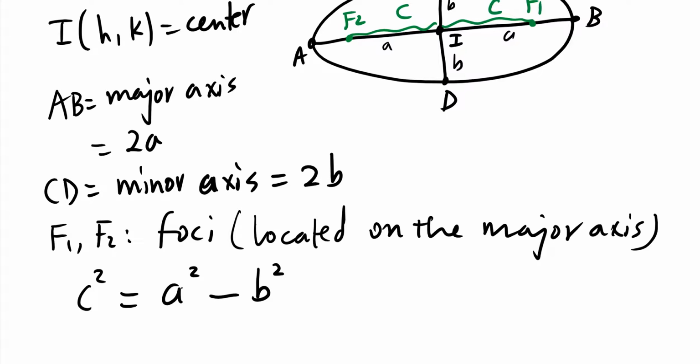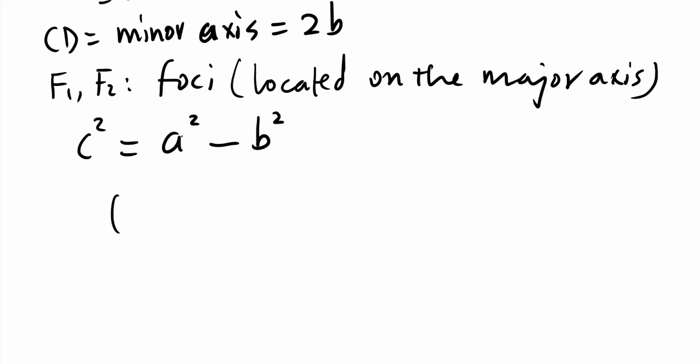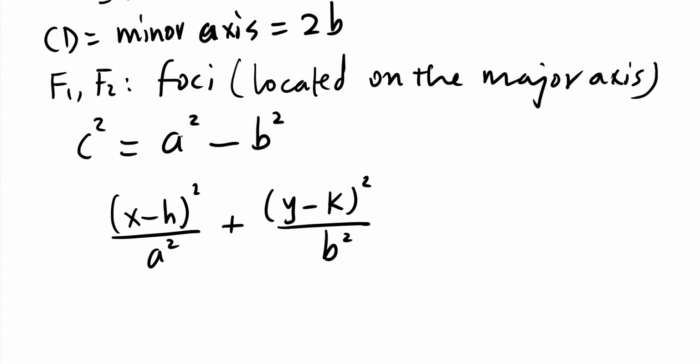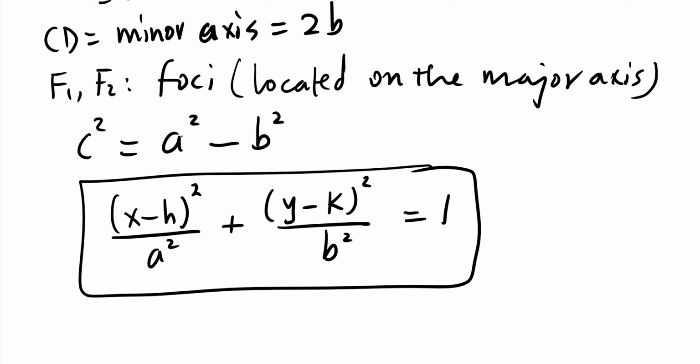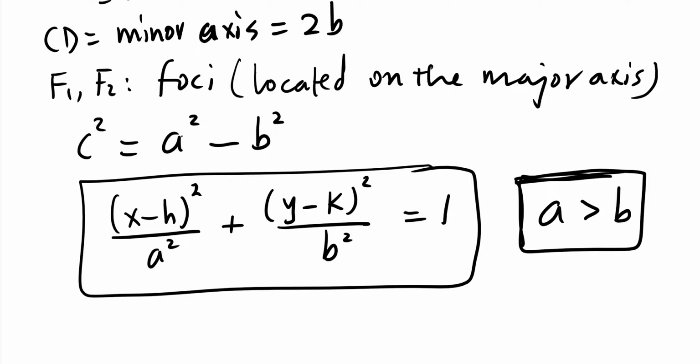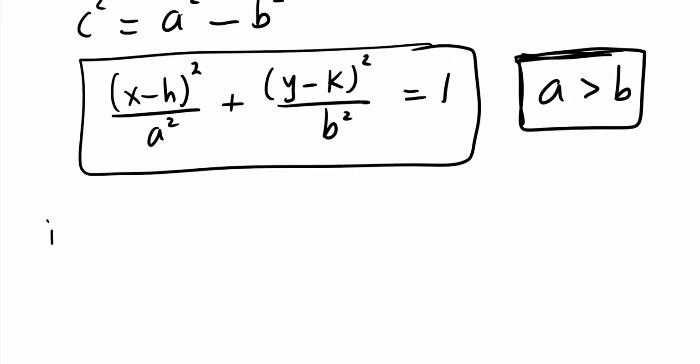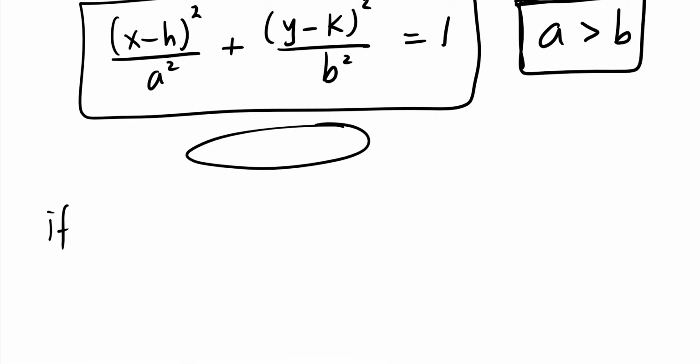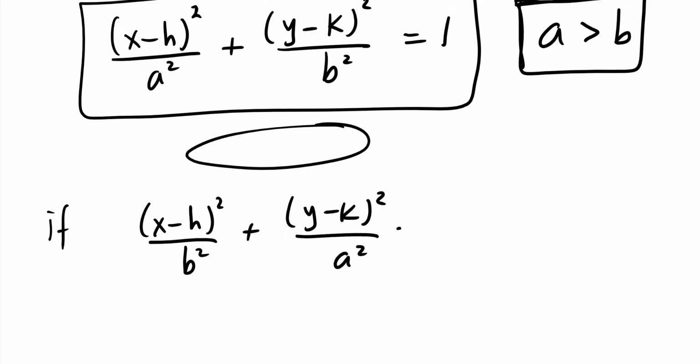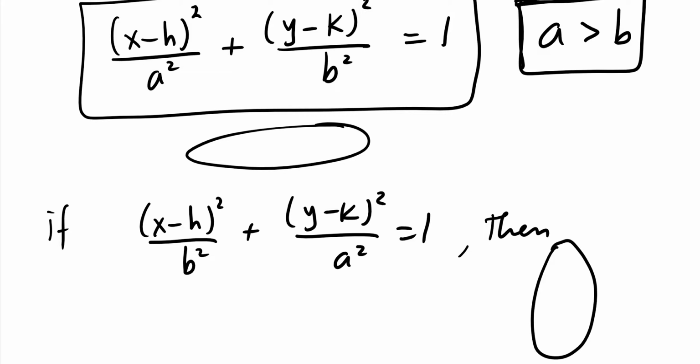Now, is there an equation for the ellipse? Yes, just like the parabola has an equation. The equation of the ellipse is given by (x minus h) squared over a squared plus (y minus k) squared over b squared equals 1. Always keep in mind that a is always bigger than b. So if a squared is located under the x, the ellipse is going to open horizontally. If it's the other way around, with (x minus h) squared over b squared plus (y minus k) squared over a squared equals 1, then the ellipse opens vertically.